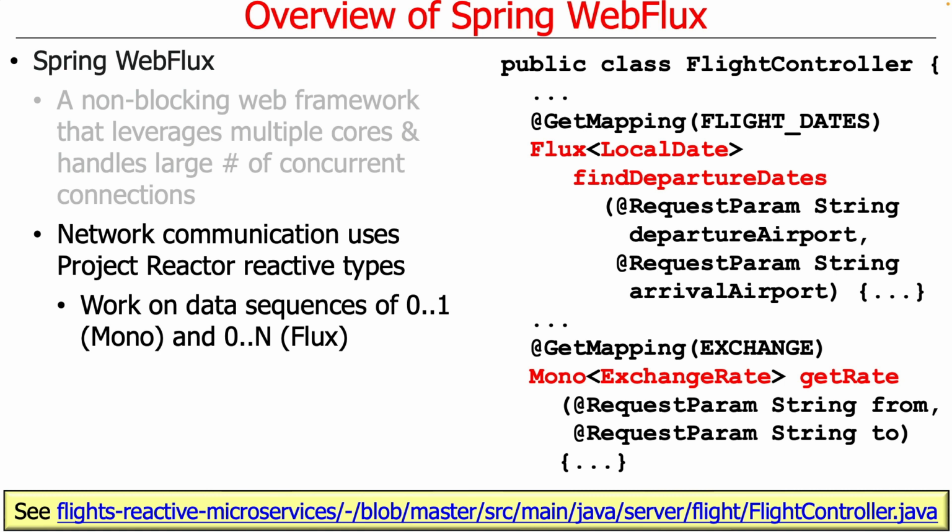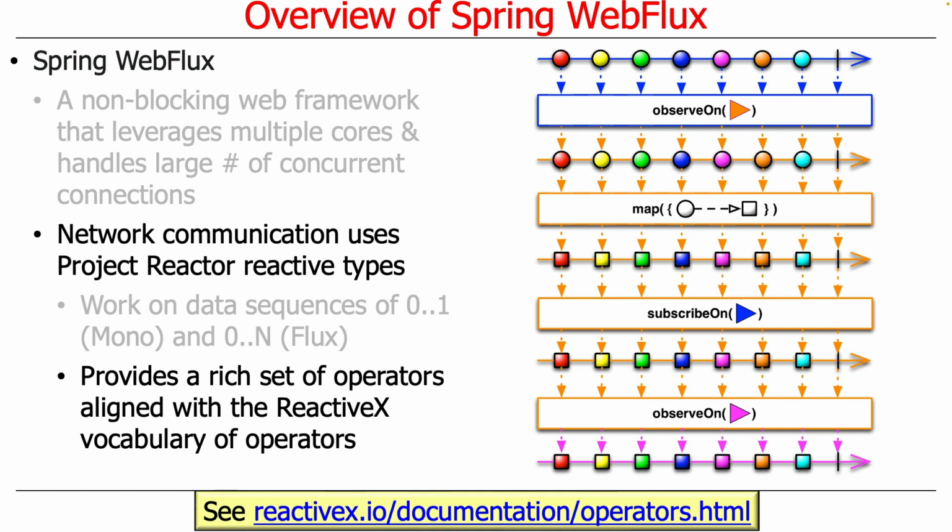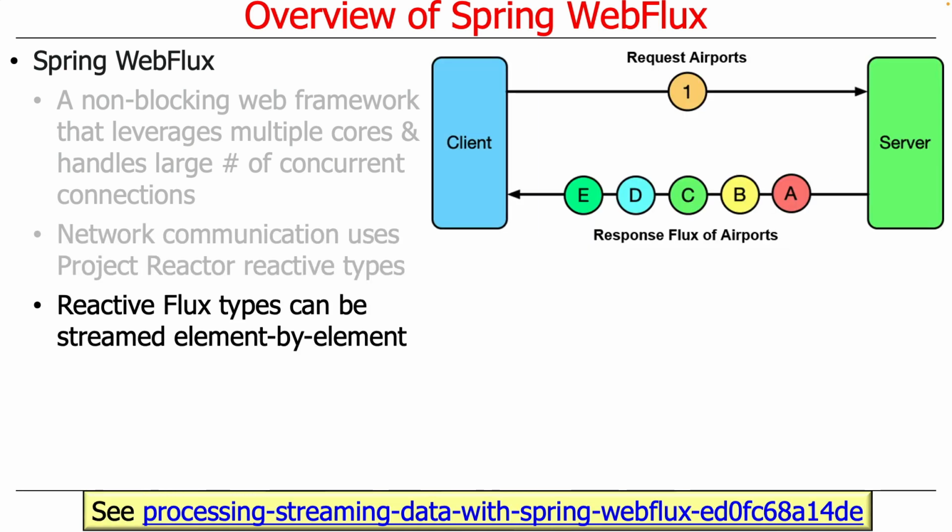And as you'll see here, here's an example where we might want to call a currency exchange rate service, which will return the exchange rate of two currencies, say pounds to yen or whatnot, and that returns a Mono. And we might also have another method called findDepartureDates that's going to take a departure airport and arrival airport and then return a Flux of departure dates based on those airports. And of course, there's the typical set of operators from the ReactiveX API that you can use here to program on the client and server.